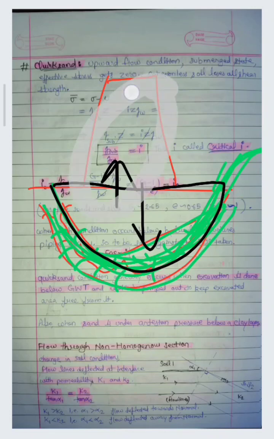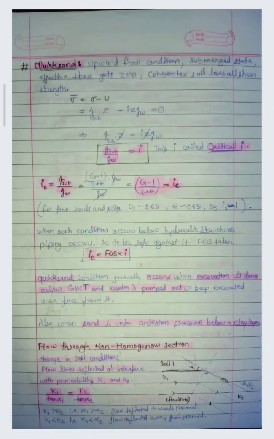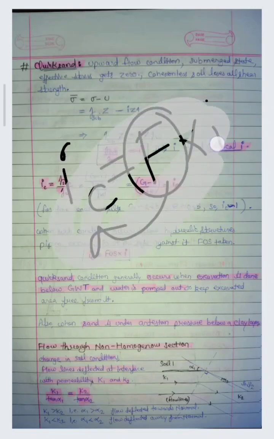So this kind of behavior is called piping failure. So when such condition occurs below hydraulic structures, piping occurs. To be safe against it, we take a factor of safety, that is critical hydraulic gradient is equal to factor of safety into the existing hydraulic gradient. So this FOS will give us safety against the quicksand condition.